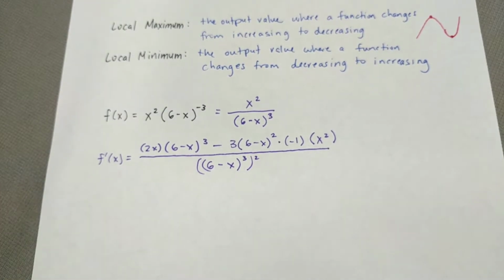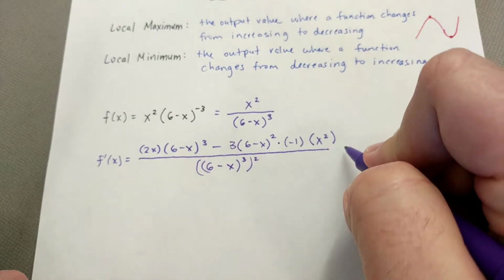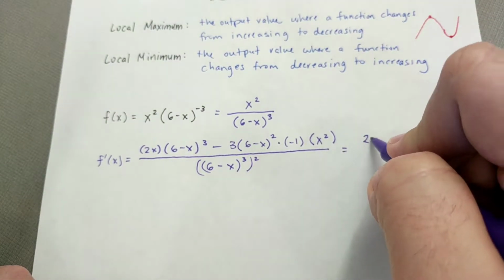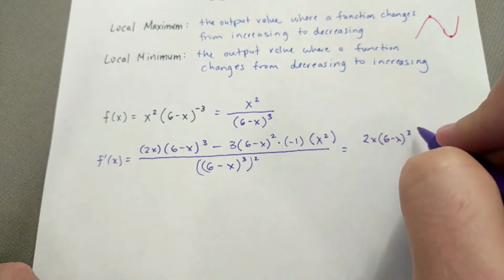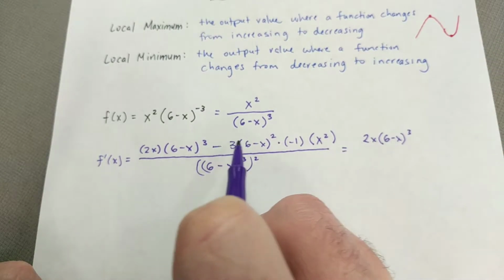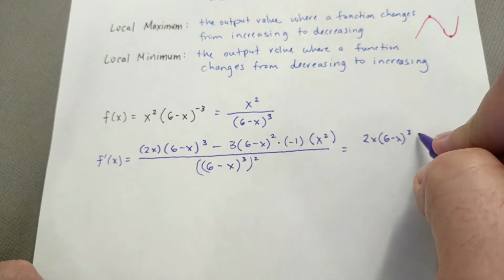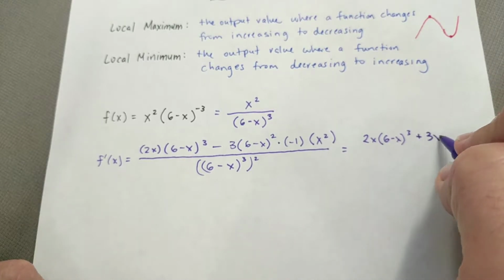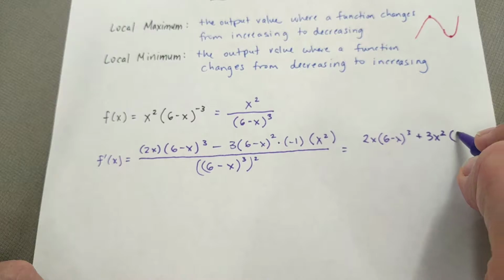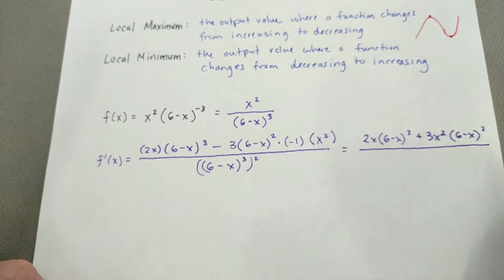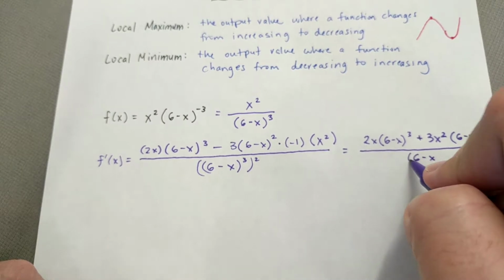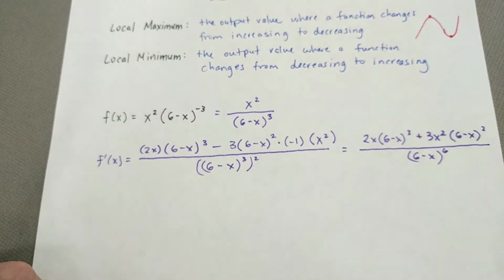All right. Let's make this look a little bit prettier here. So we got 2x times (6 minus x) cubed. And then here we've got a negative times a negative, so it'll be plus 3x squared times (6 minus x) squared, all over (6 minus x) to the 6th.